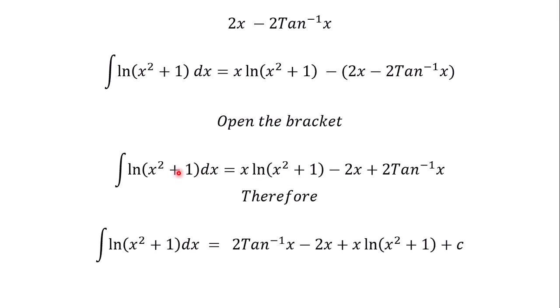Okay, so the answer to this integral question here is: 2 tangent inverse of x, you can still maintain it this way. You are not wrong, you are correct. Don't bother also writing it this way because we did it this way. No, the answer is 2 tangent inverse of x plus 2 minus 2x plus x multiplied by natural log of x squared plus 1 plus c. This whole thing here is the answer to this integral question here.